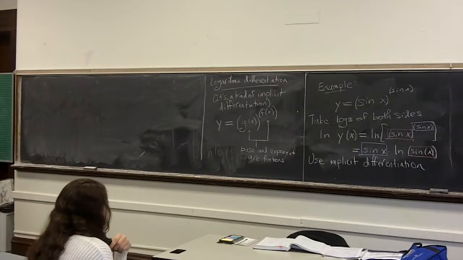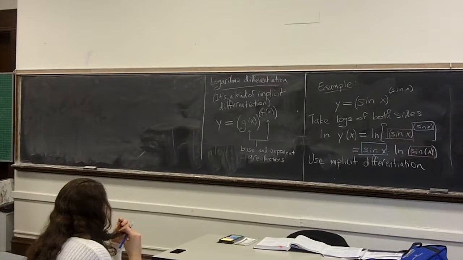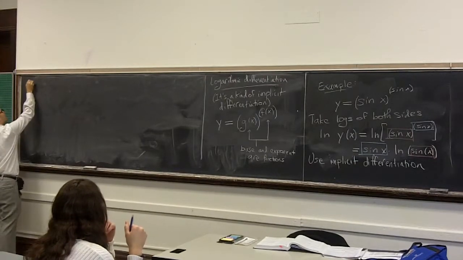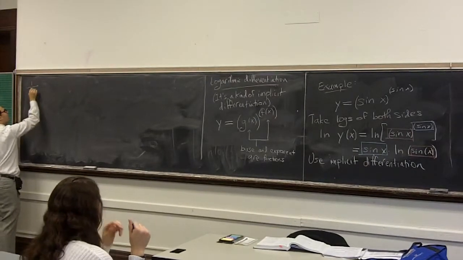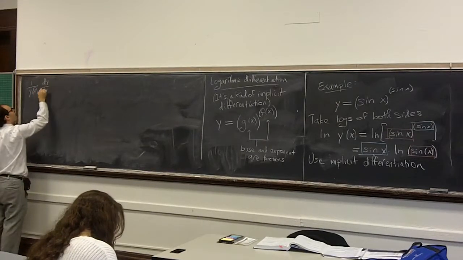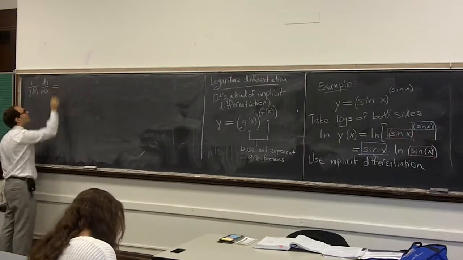So we want to take the derivative of natural log of y. What's the derivative of natural log of something? 1 over something, right. So we get 1 over that something, but we have to use the chain rule. So we multiply it by the derivative of that something, which is y'.